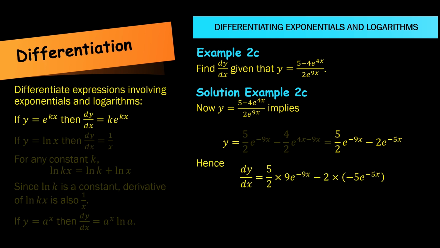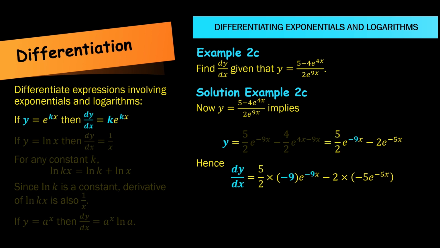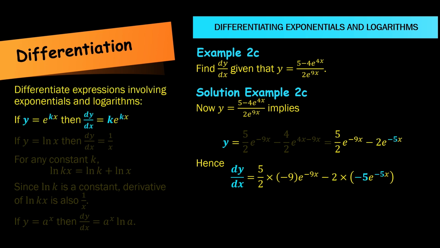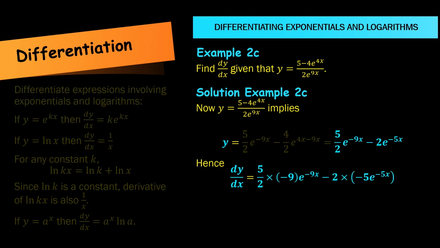And so if we differentiate this, we obtain for the first term 5 over 2 times minus 9 e to the power minus 9x, as shown here, and for the second term we obtain minus 2 times minus 5 times e to the power minus 5x. We've simply replaced k by minus 5 in this expression. And so we have this expression for dy dx.